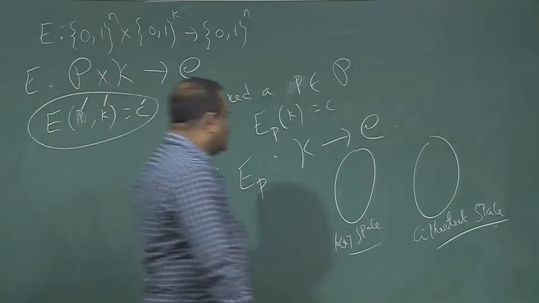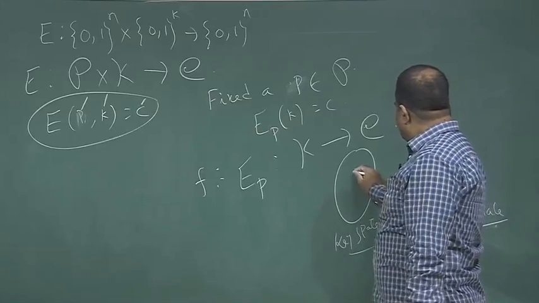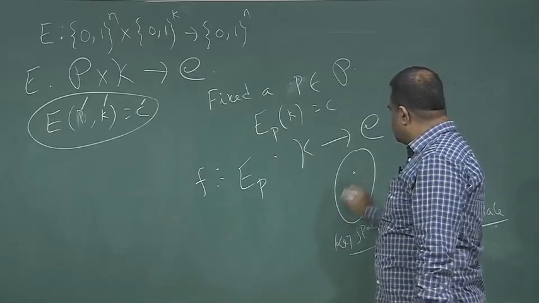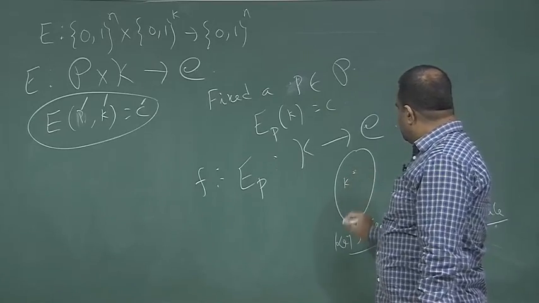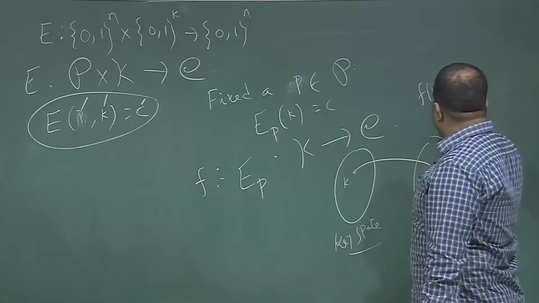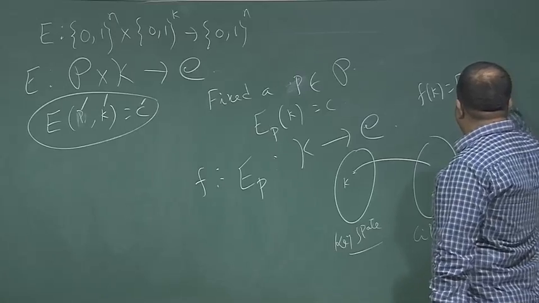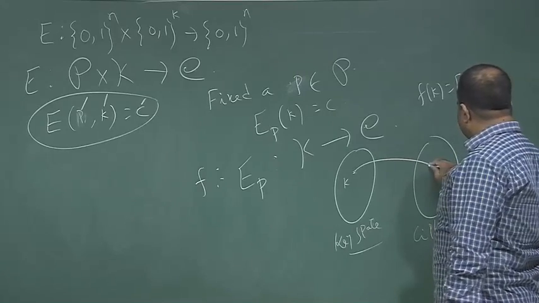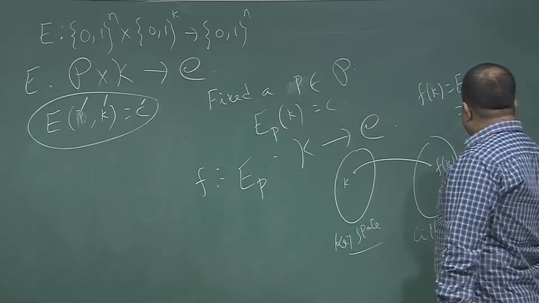Okay. So, here what we have? We have a key, and the plaintext is fixed. So, we have a key and then we basically apply the encryption. So, f of k is basically E of p comma k. p is fixed, so this is a function of k. So, this is basically f of k, and this is the ciphertext C.